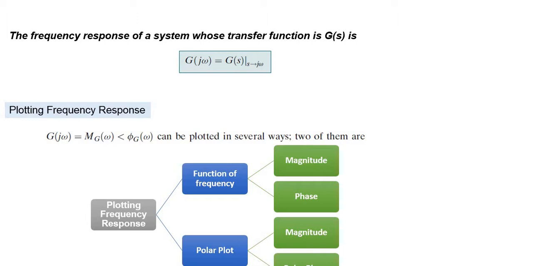So it can be plotted in several ways. There are two of them. The first one is as a function of frequency. The second one is the polar plot. For the function of frequency, there are two graphs, which are the magnitude and phase. Also for the polar plot, there are the magnitude and the polar phase.